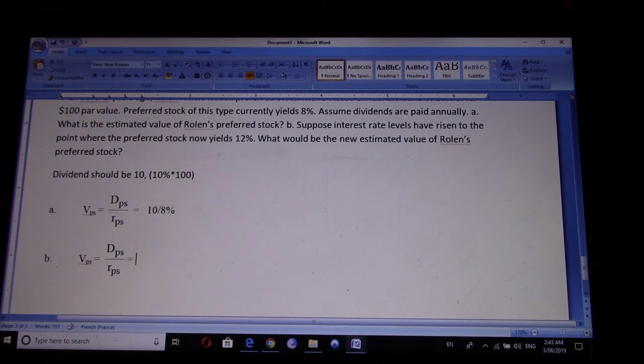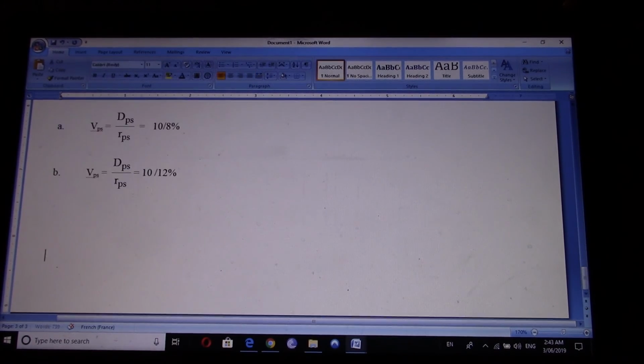And for the second one, suppose it's still $10 dividend, but the return is 12% now. So the value will be decreased. So this is the end of the homework.